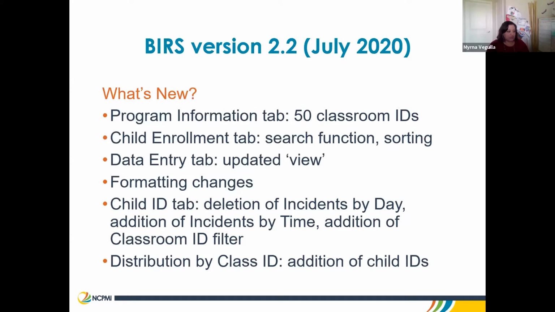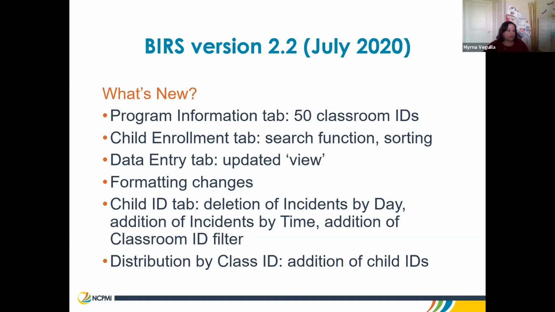The child ID tab: the deletion of incidents by day. This was a chart at the very bottom of the child summary, and that was deleted because that chart was really hard to read and gave a lot of dates that really didn't help. So I went ahead and changed that one to time of day, and the addition of a classroom ID filter.